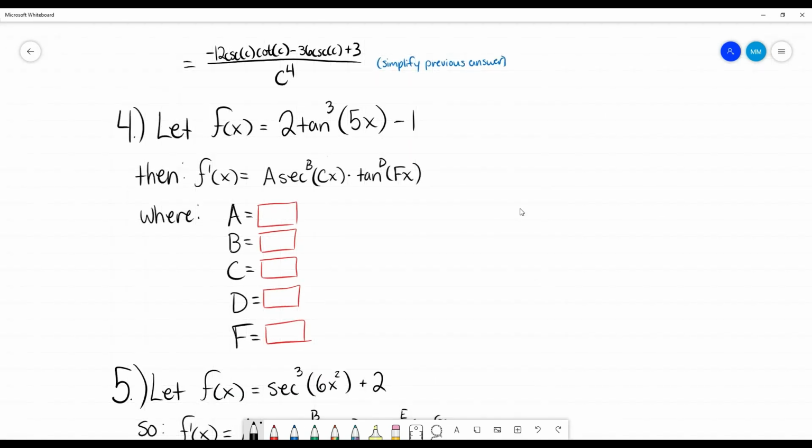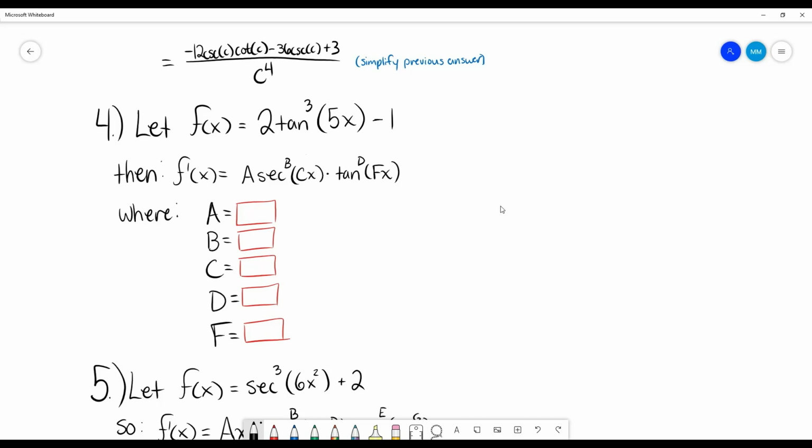Now looks like we're going to get a lot happening once again. So we're given that this function f of x is equal to 2 times tangent of 5x cubed minus 1. And remember, this right here is the same thing as if I did this. That is the exact same as writing that 3 right up there. So it's whatever tangent of 5x is cubed. Okay, just in case that was unclear for anybody.